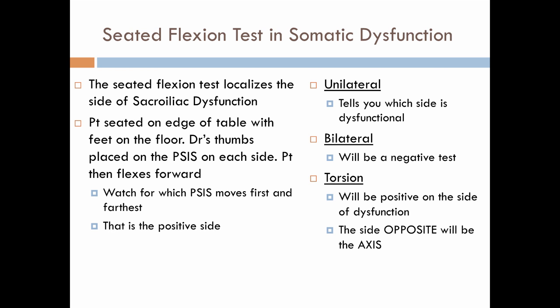In torsions, and we'll talk about what all these are in just a moment, the seated flexion test will be positive on the side, again, that is dysfunctional, and it will be opposite the side of the axis that we use to name it and around which the dysfunction happens. So we'll talk about that in a little more detail here and clarify that.